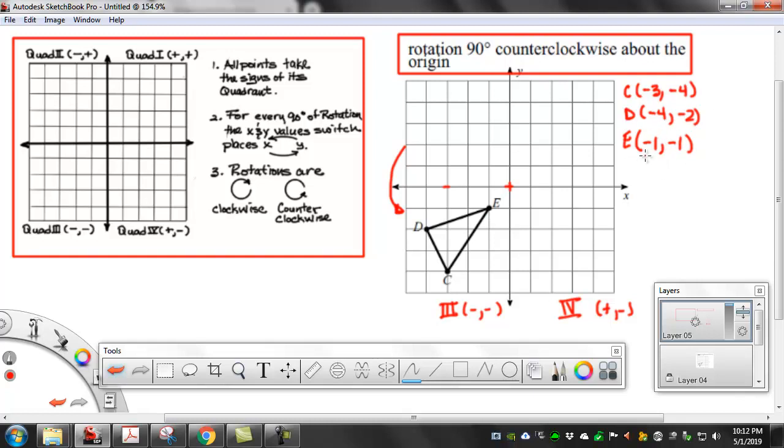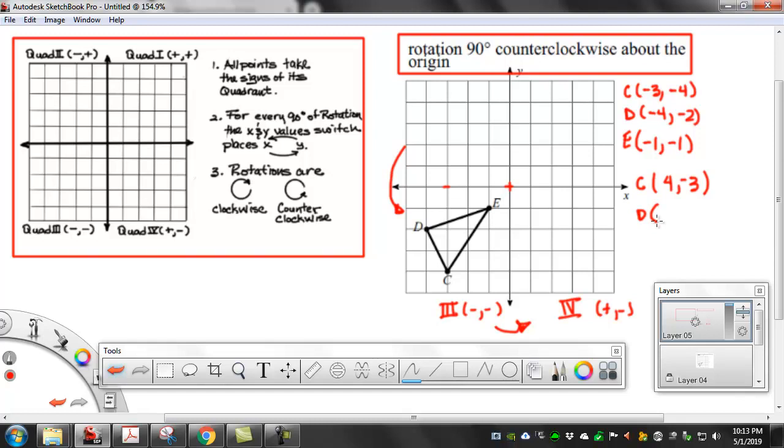Now we're ready to switch our ordered pair. Remember, they switch for every 90 degrees that we rotate. Don't forget that. So the X becomes the Y, and the Y becomes the X. So that 4 is going to become the X, and the 3 will become the Y. And then we take the signs of the quadrant, which will make that 3 negative, because that's the Y part of the ordered pair. So that'll be a -3.